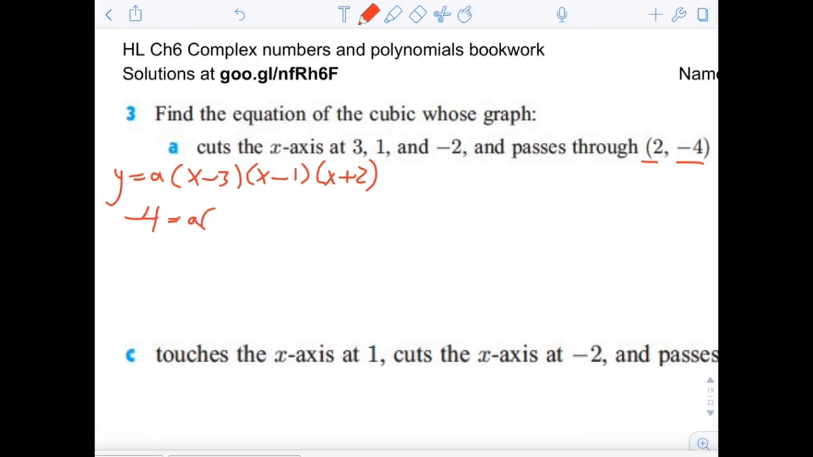So it'll be 2 minus 3, which is -1, 2 minus 1, which is 1, and 2 plus 2, which is 4. So -4 is equal to a times -4. So a is equal to 1. Okay.